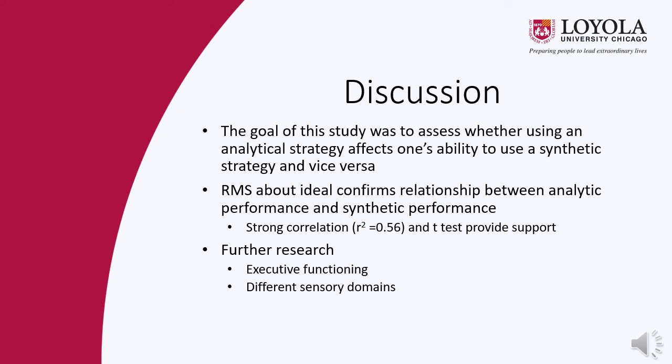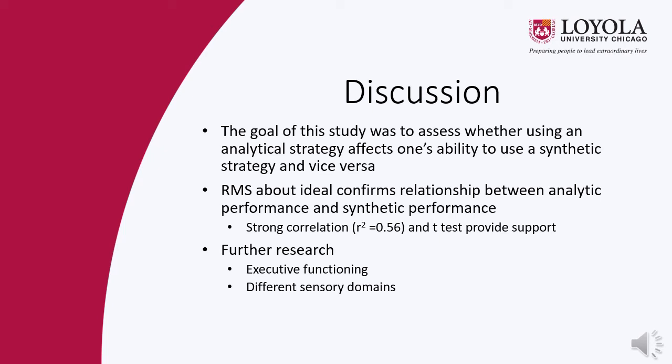The goal of this study was to assess the relationship between analytical and synthetic listening strategies. That is, whether using an analytical strategy affects one's ability to use a synthetic strategy and vice versa. Indeed, in comparing the RMS about ideal data, a strong relationship can be seen between an individual's ability to use a properly weighted analytical strategy with an evenly weighted synthetic listening strategy. The result of the two-tailed t-test also indicates that properly weighted analytical perceptual functions predict properly weighted synthetic perceptual functions.